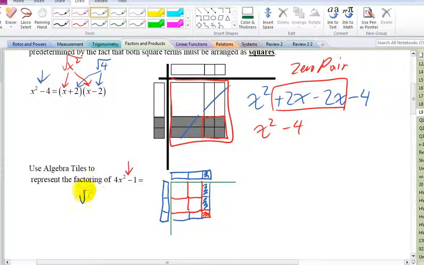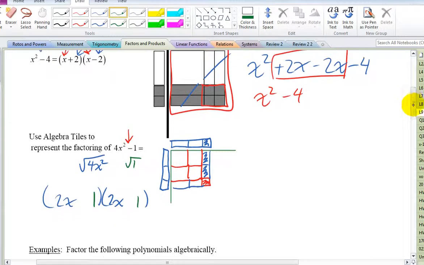So we square root 4x squared, that is 2x at the front of each set of brackets. And we square root the 1, and yes, square root of 1 is 1. It's kind of special. Okay? A lot of you forget that. The square root of 1 does equal 1. And this one equals 2x. What's the hardest part? Plus, minus. Okay, they must be opposite signs.